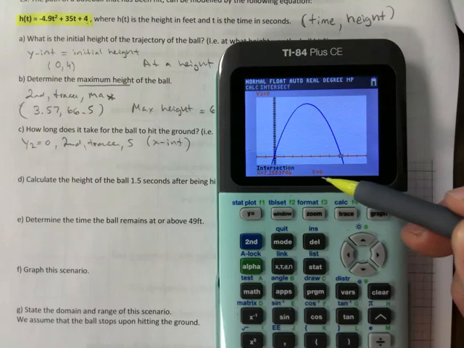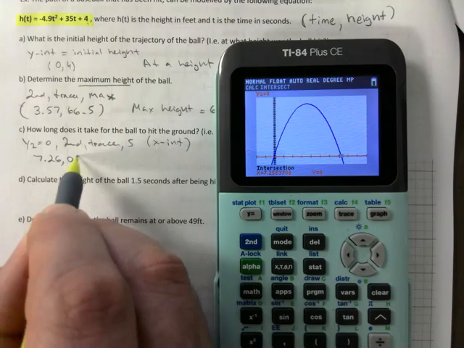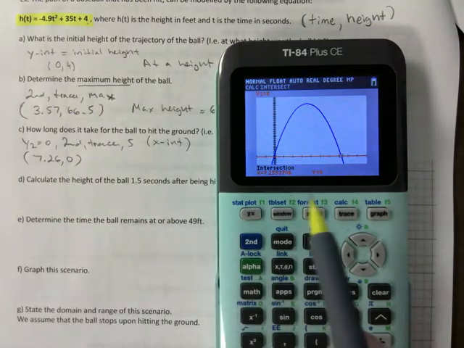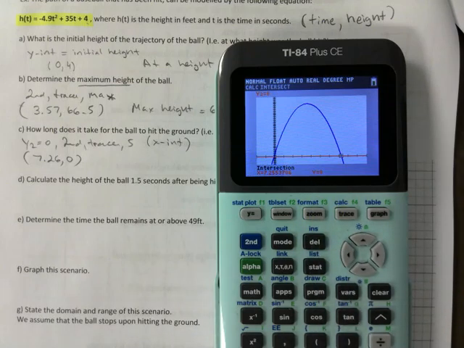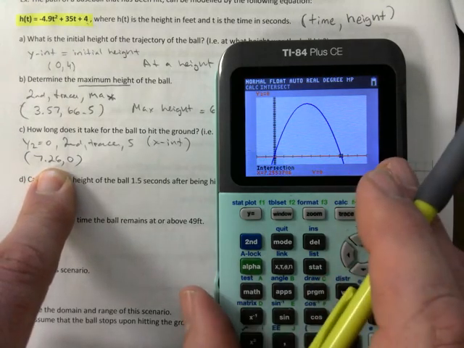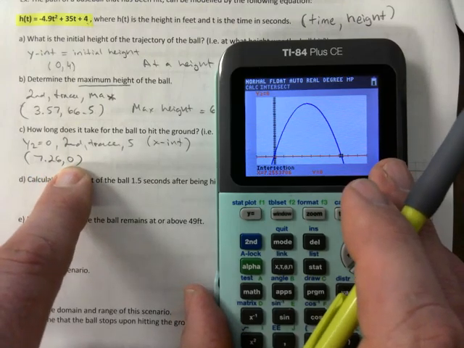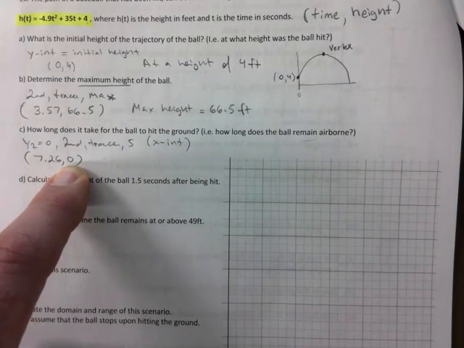7.260. And watch for the e's. If there's an e anywhere on your answer, that is 0, okay? On your screen. So we know that this point is 7.26, and our height is 0 at that point. So it stands to reason that that's where it's going to hit the ground.